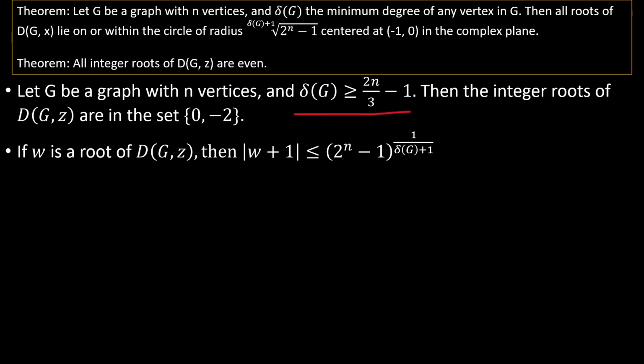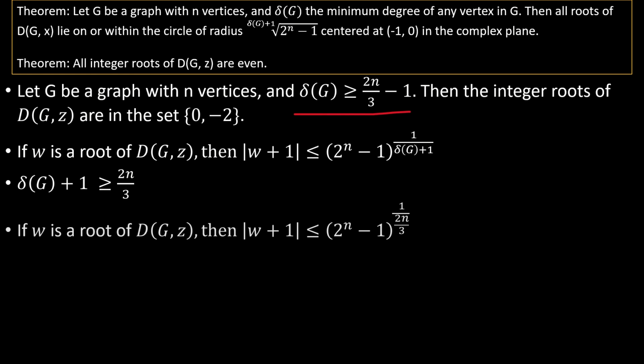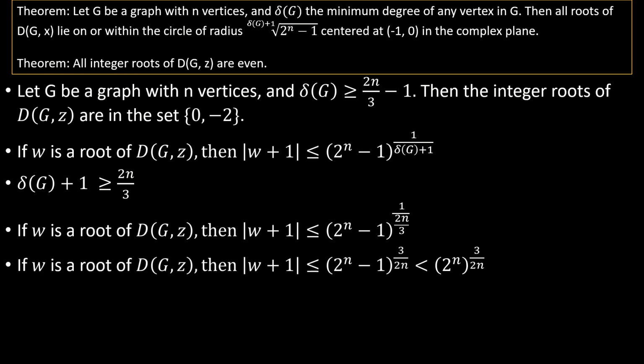In this case, δ(G) is at least 2n/3 minus 1, meaning that δ(G) plus 1 is at least 2n/3. Then if a number w is a root of the domination polynomial of G, we have this inequality. Note that this is less than 2^n to the power of 3/(2n), which is the same as the square root of 8.